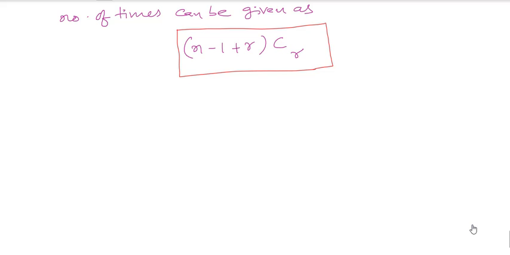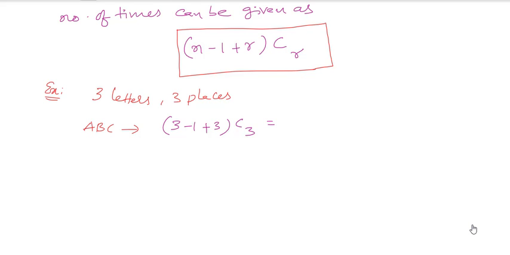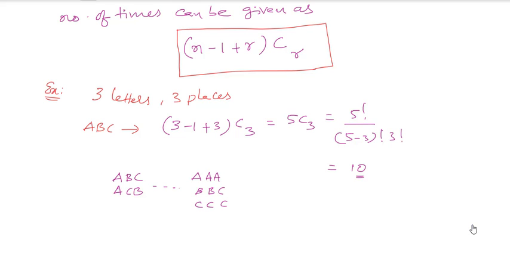So let me take an example. If I take the example, that is 3 letters with 3 places. Check it out. That is ABC, the 3 things. So we'll have it as (3 minus 1 plus 3) C 3. Am I right? If you do it, it is nothing but 5C3. 5C3 means 5 factorial by (5 minus 3) factorial into 3 factorial. If you solve it, you will have 10. Am I right or not? So you will have different possible ways. If you write ABC, ACB, likewise, and you have to apply the repetition also, so AAA, BBB and CCC. So total 10 things will be there. Am I right or not? So check it out. This is one of the things.